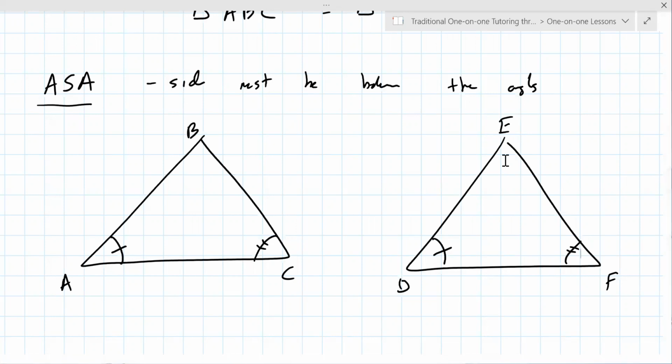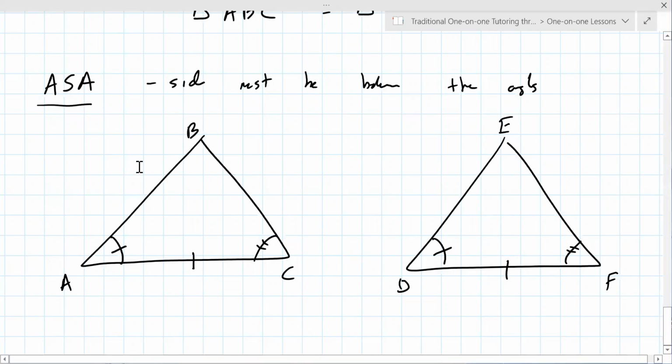Would it be possible to say there's a midpoint in this, or that's not given, so I can't say that? No, you're overcomplicating it. This side, AC, is congruent to DF. That's the side that's between the two angles. Because line segment AB is not between angle A and angle C. Yeah, I agree with that. And EF over here, it's not between angle D and angle F. There's only one side between two consecutive angles.